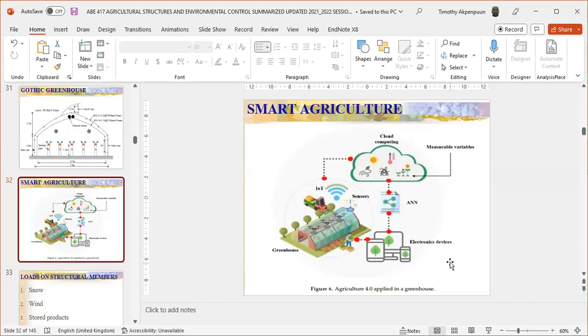What's the usefulness of all those things? See, agriculture is becoming smart. It's not just about going to plant in the open field, and even on the open field, application of smart agriculture gives you greater yield. So everything is becoming smart now.